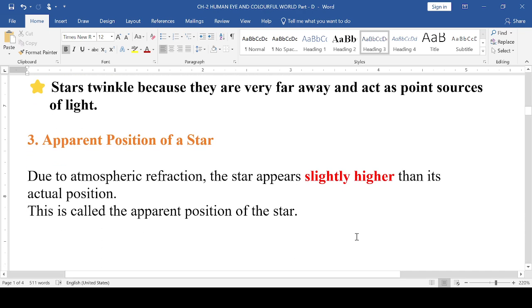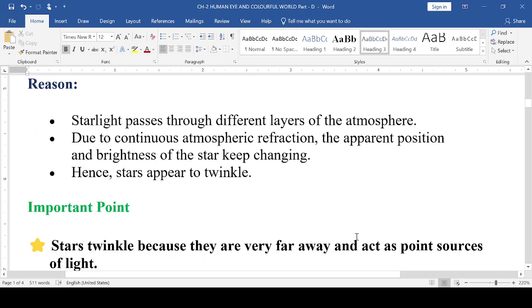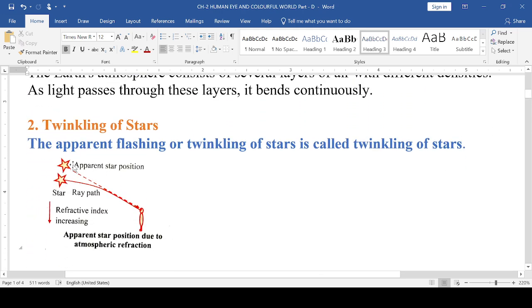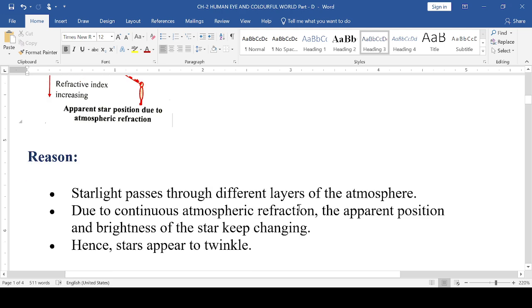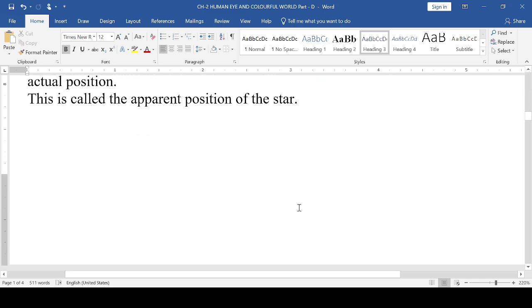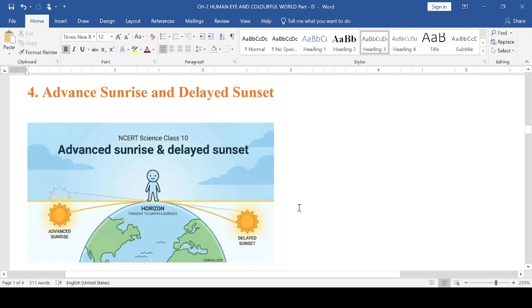So what is this apparent position of a star? Due to atmospheric refraction, the stars appear slightly higher than their actual position. You can see in the figure, this is the original position, but the apparent position will be slightly higher than the actual position.